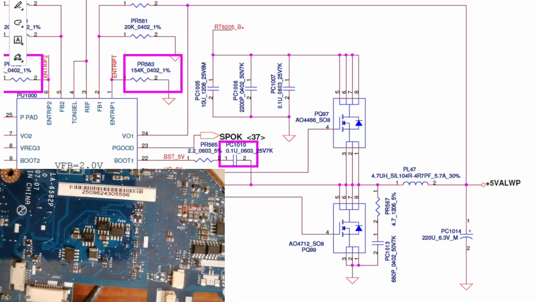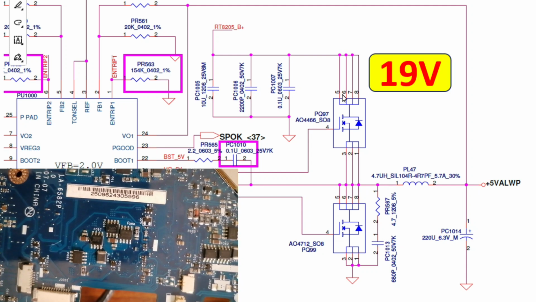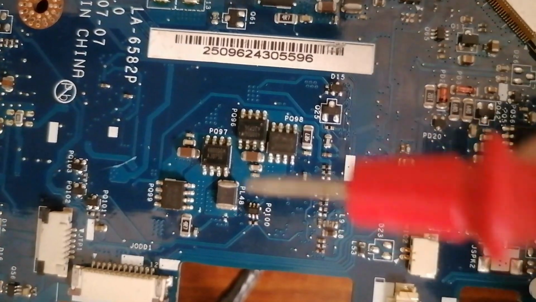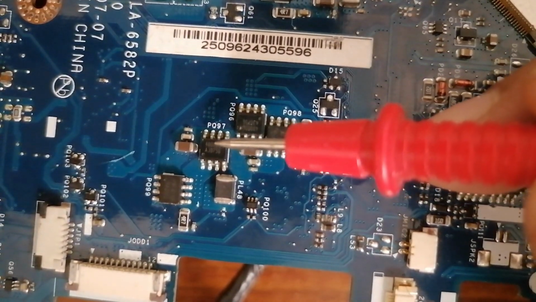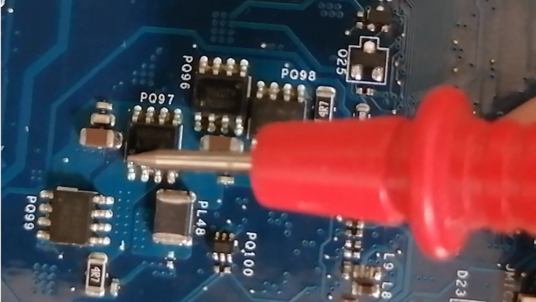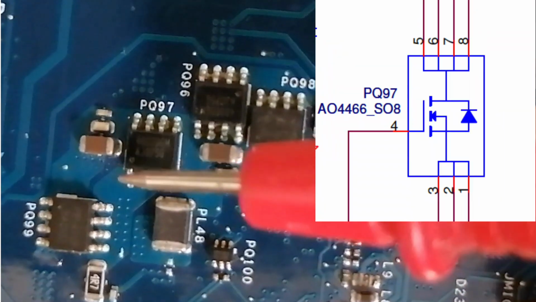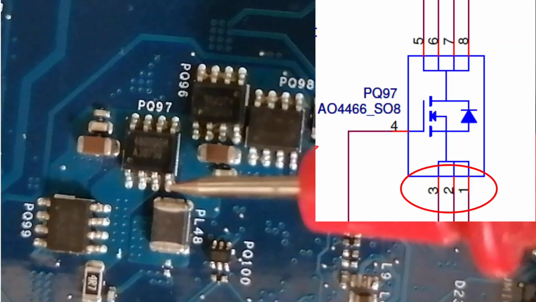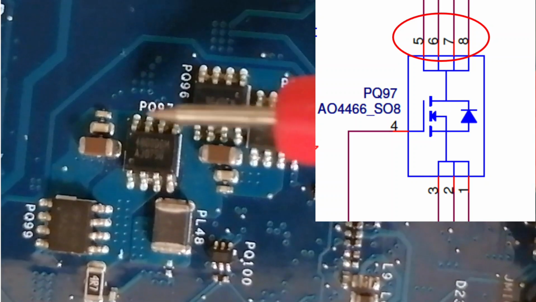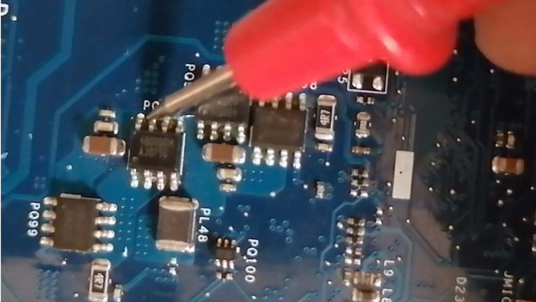Do you see here? We have B plus connected to the drain of PQ97. So here we're going to find 19 volts. Let's check. We have PQ97. We have this dot here, which means this is pin number 1, pin number 2, and pin number 3. So these 3 terminals are the source. Here we have the gate, and over here we have the drain. So let's check 19 volt in the drain.